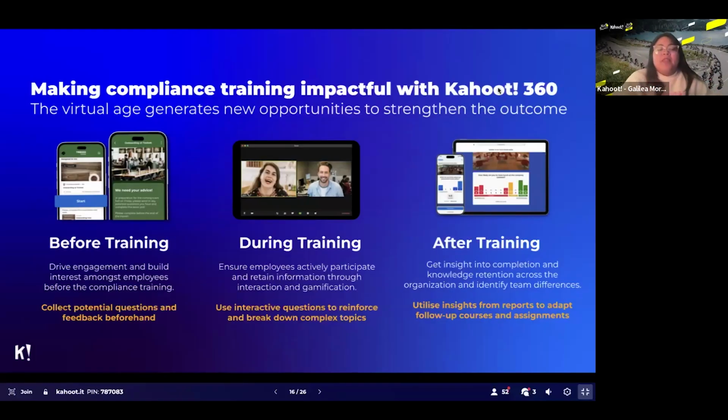And then finally, the nail in the coffin is the after training portion. Not only are you able to engage them before, engage them during, but now with Kahoot's reporting capabilities, you're able to receive deep insights into the sentiment of the group, into the performance of the group based on that particular training module, maybe, and then identify some key data points that will help you inform your follow-up strategy.